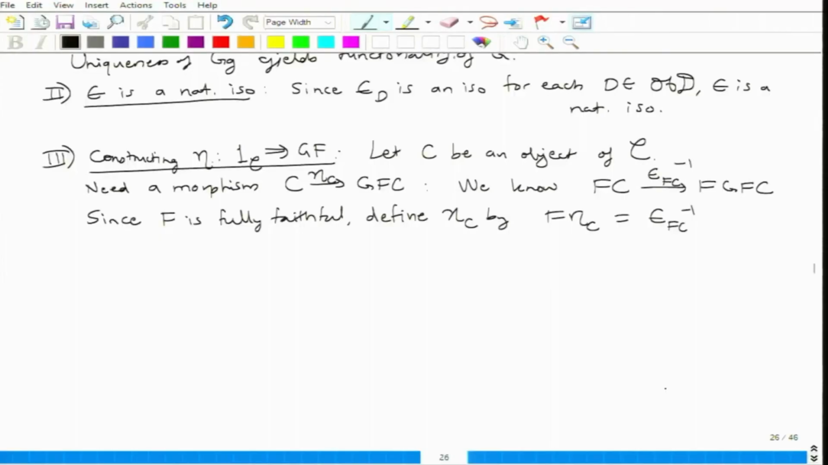F is fully faithful, correct. Because when you do the two-sided compositions of epsilon FC inverse with epsilon FC, then you get identities, and identity is definitely preserved. So, again, since F is fully faithful, eta C has a two-sided inverse.